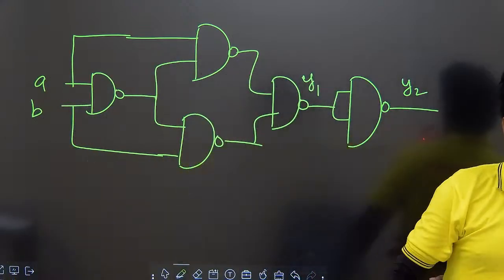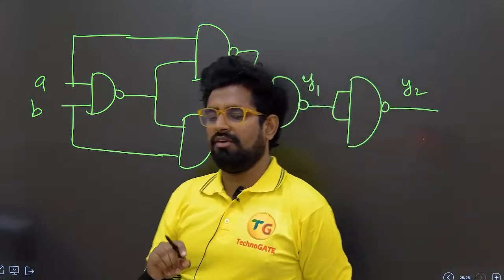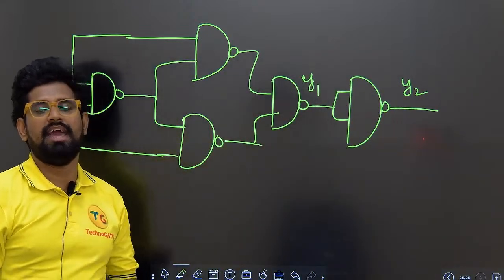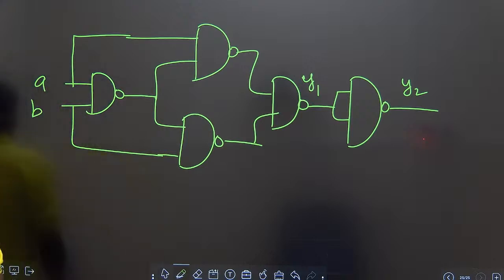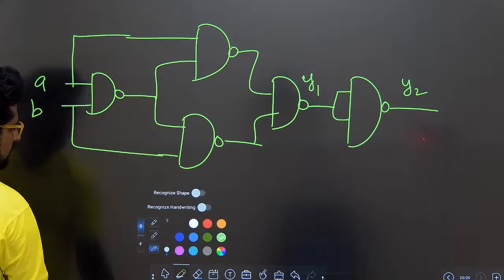Now I am going to prove that by using NAND we can construct XOR and XNOR gates also. All of you please try this. All of you try this. How to do this?